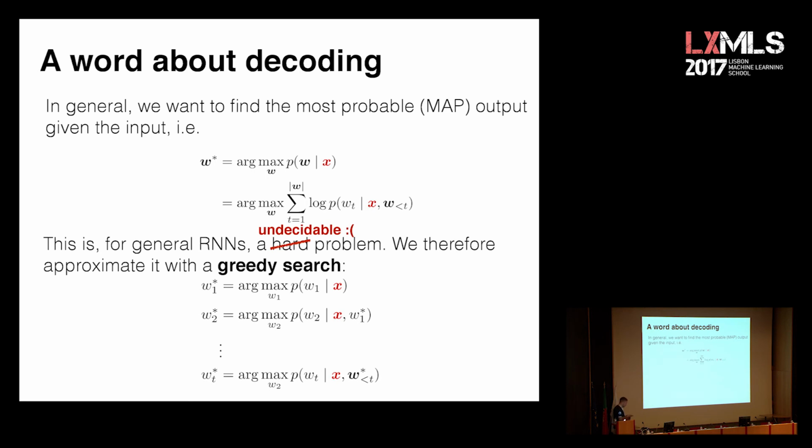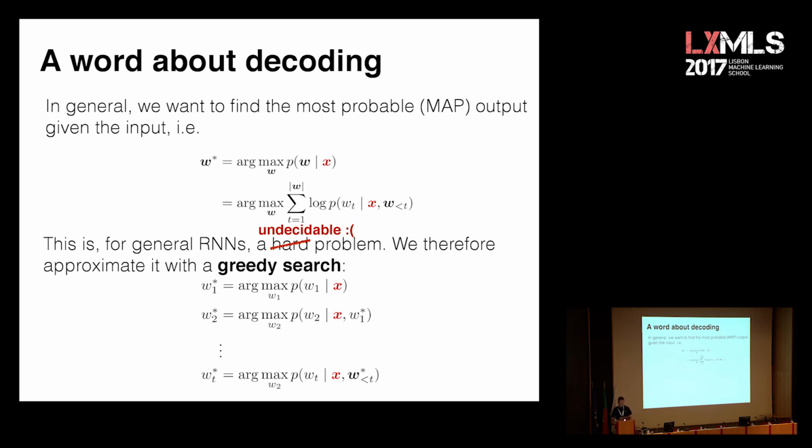OK, so let me say a quick word about decoding. When we do translation or conditional language modeling, we want to find the most probable output sequence. So we want to find the MAP output sequence. We can write this out as follows: this sequence W is going to have a total log probability that is the sum of the log probabilities of each position. So we're doing this argmax followed by this sum.